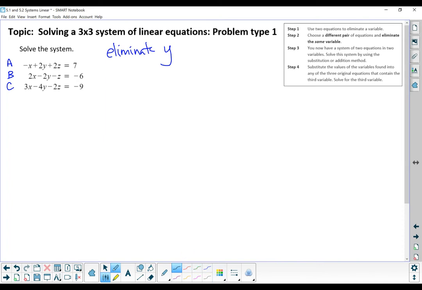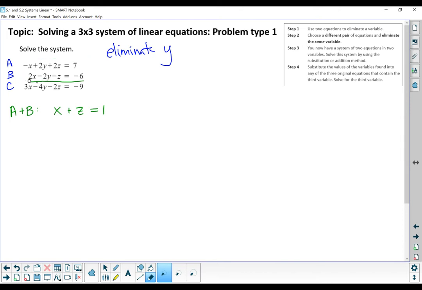So I can see that if I add together equation A and equation B, the y would be eliminated. So I'm going to go ahead and do that. Since they're just added together, I don't need to rewrite it. Negative x plus 2x gives me 1x, 2y plus negative 2y gives me 0y, 2z minus z gives me 1z, and then 7 plus negative 6 gets me 1. So I now have an equation that just has an x and a z in it. It doesn't have a y.